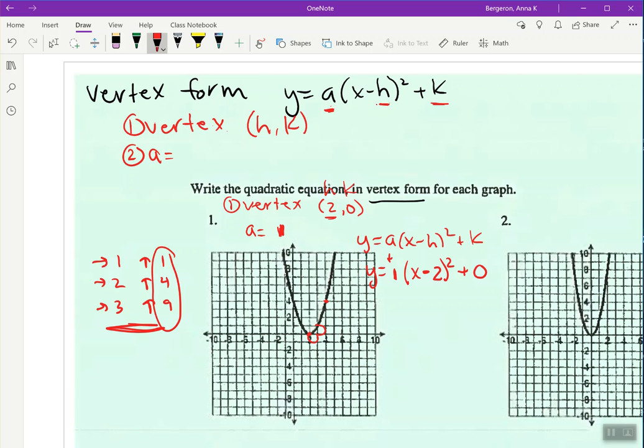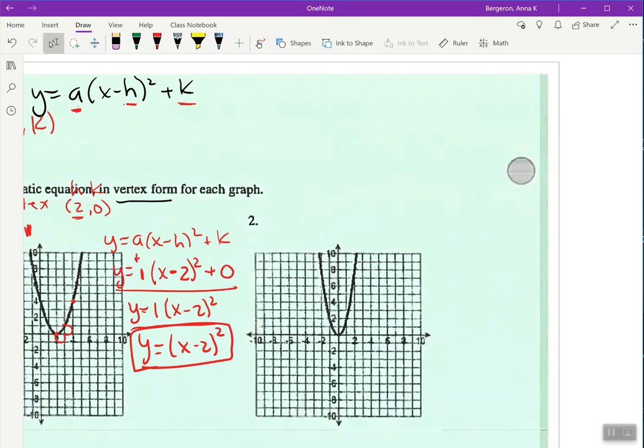Now to simplify this, I don't need to have the plus 0. I also don't need to have this 1 in the front. I can keep it if I want, but I don't need to. So the most simplified version would be y equals x minus 2 squared. This would be the most simplified version, but I would also accept this one or this one. All right, so let's practice that again.